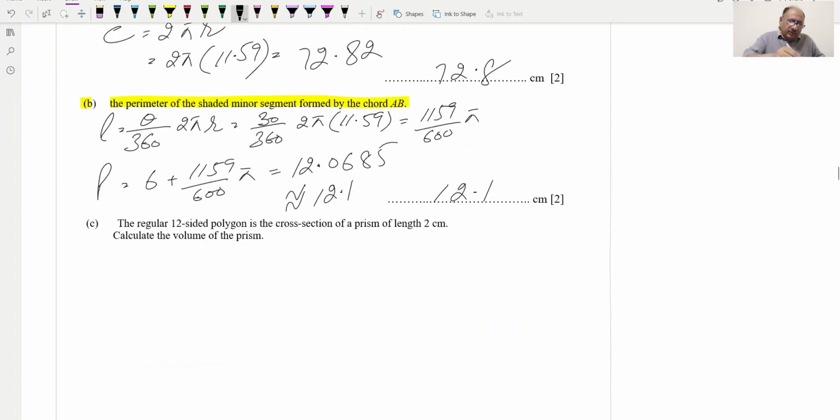Now C part says the regular 12-sided polygon is the cross section of prism of length 2 centimeter. Calculate the volume of the prism.